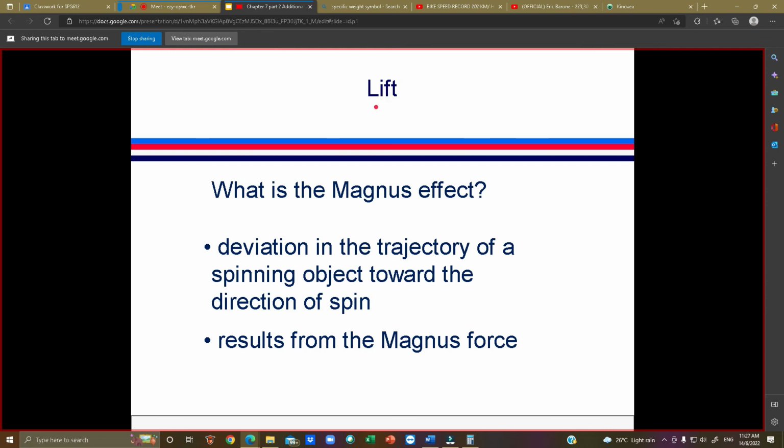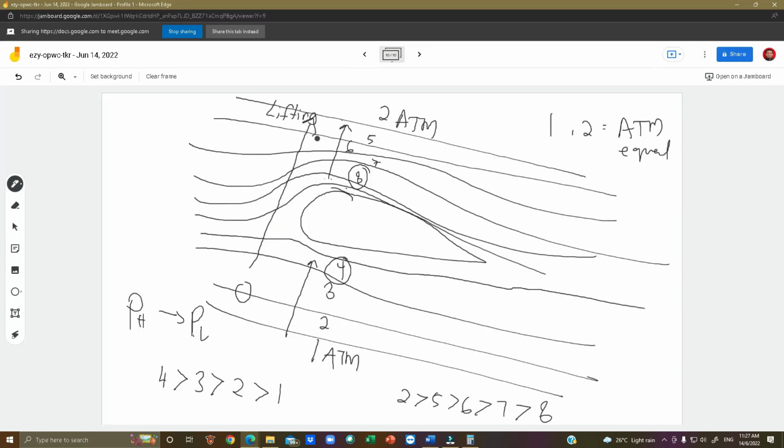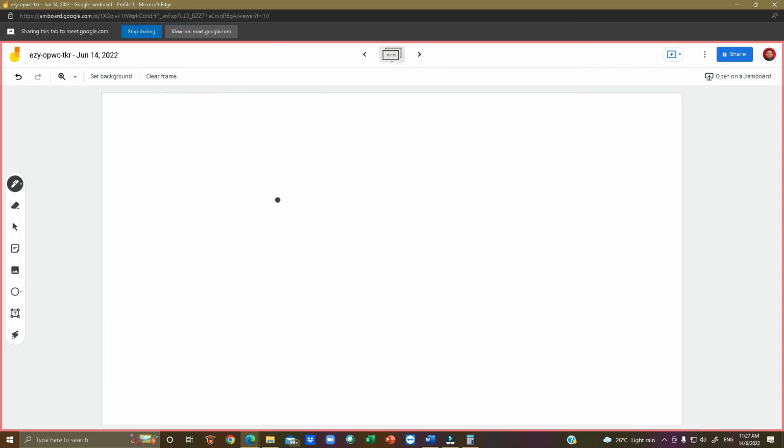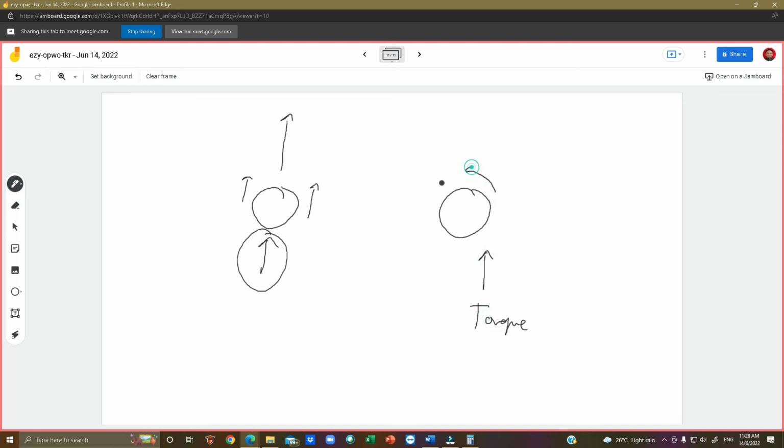So Magnus effect is a deviation in the trajectory of a spinning object. So these are the two things you are going to observe. Satu, deviation. Dua, spinning. Okay. So keywords there is actually spin. So if you have a ball, you kick that ball and the ball does not spin, means you does not produce torque to the ball. This ball is going straight according to the force direction. But if you have a ball and you place a torque to the ball, which cause the ball to rotate.